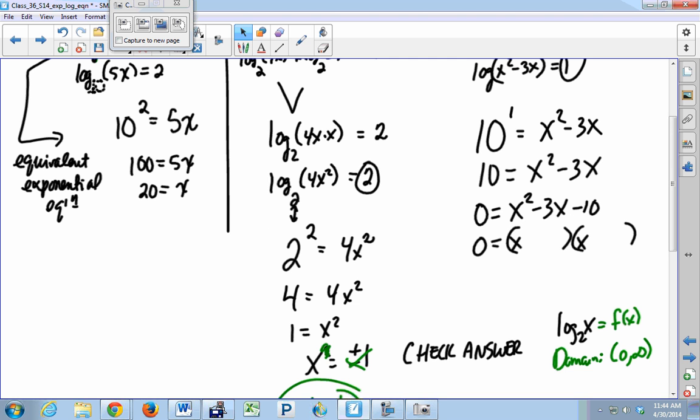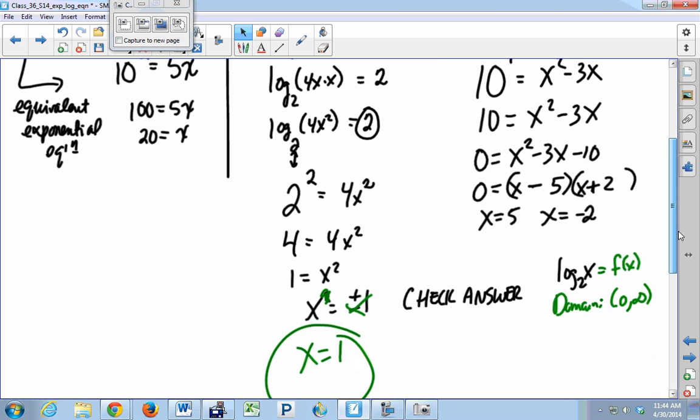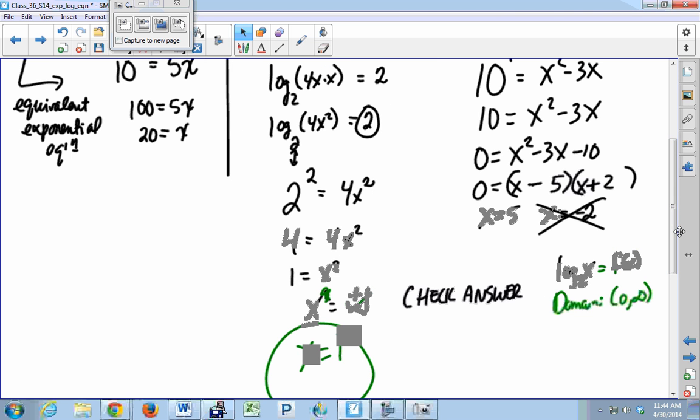2 and 5, or 5 and 2. The 5's got to carry all the negative weight. The 2 carries the positive. So x equals 5, x equals negative 2. But if I go back and look at my original equation, I can't have a negative 2 in for x. So my answer is x equals 5. So try the next problem on your own.